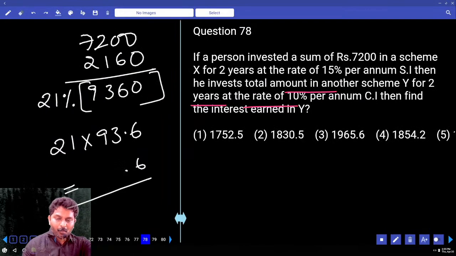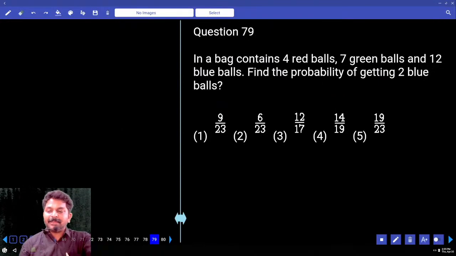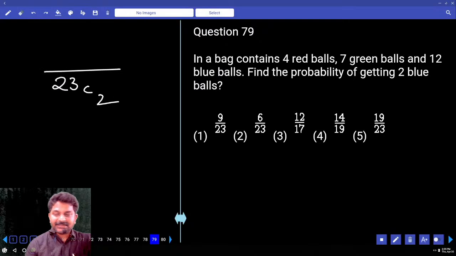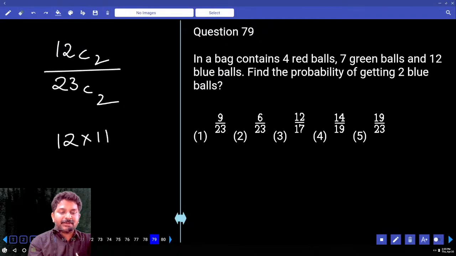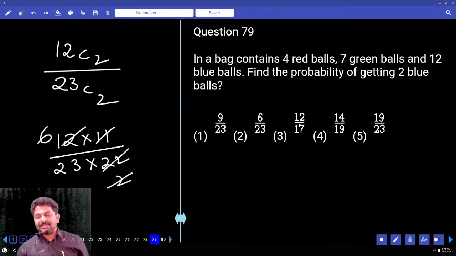Okay, now a bag contains 4 red, 7 green and 12 blue balls. Probability of getting 2 balls. Total how many balls are there? 23 balls. So you need to pick 2 balls. That can be done in 23C2 ways. And both should be blue balls. How many blue balls are there? So that is 12 into 11 by 23 into 22. 11 twos, 2 sixes, by 23.